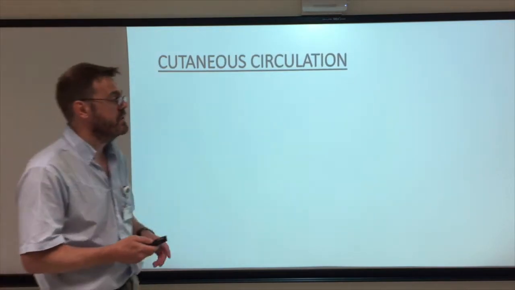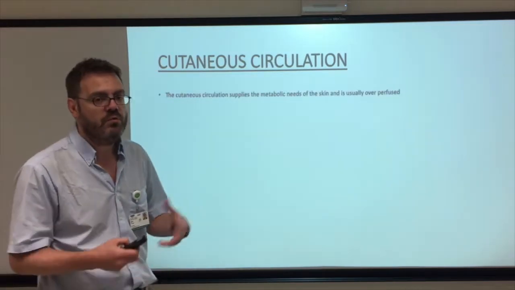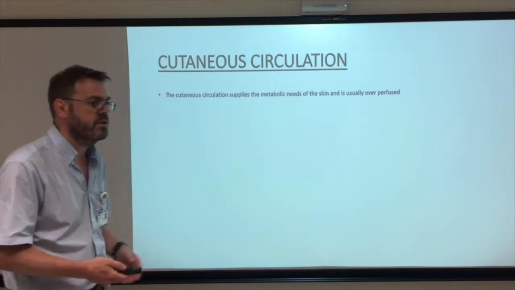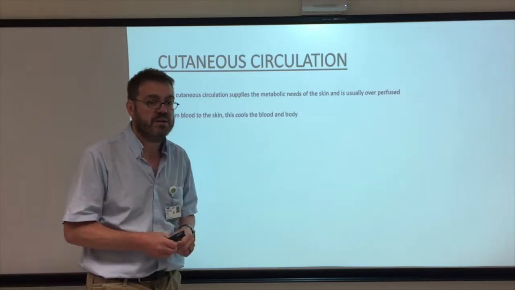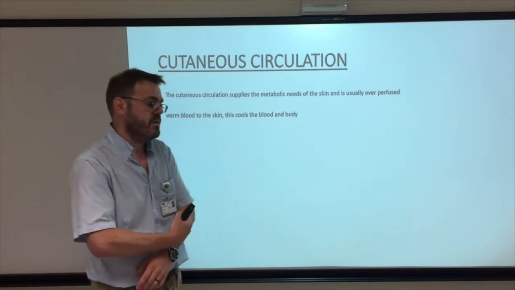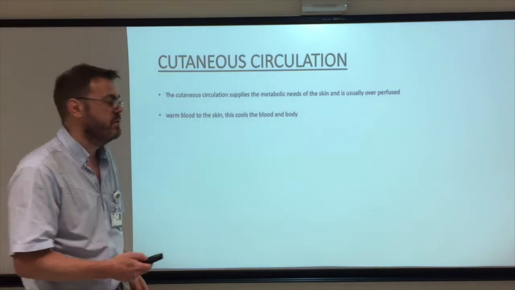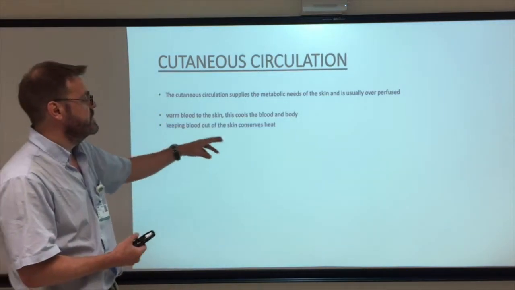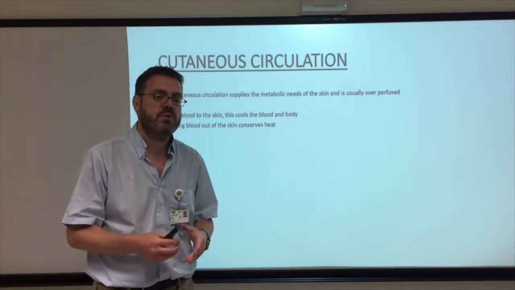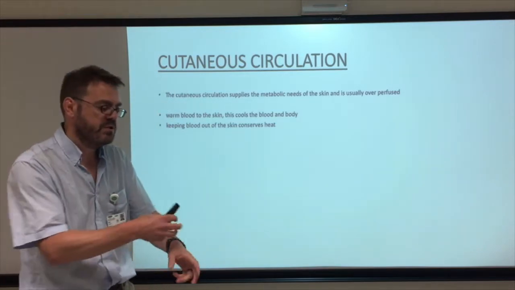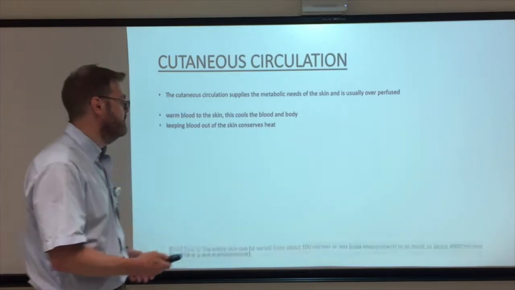So the cutaneous circulation supplies the metabolic needs of the skin, which is normally over-perfused. More circulation than oxygen is required. Warm blood to the skin cools the blood in the body because you've now moved the blood outwards. The thermal conductivity of your shell is greater and heat will flow out faster. Keeping the blood out of the skin conserves heat. You just talked about it. When you pull blood away, the thermal coefficient of your shell is lower, and this will conserve heat because it will be slower to leave the body.